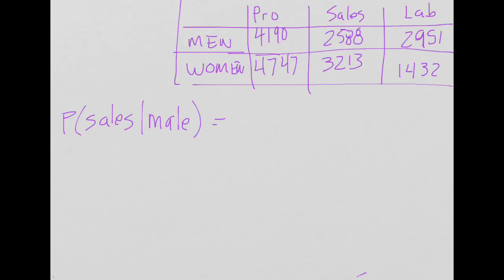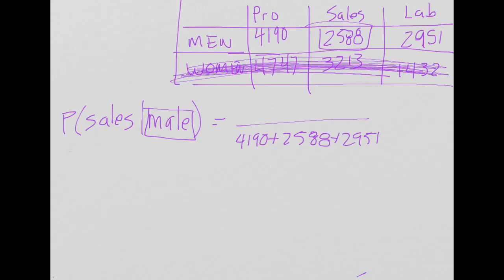All right, almost done at this one now. 6E. What's the probability of getting a person in sales, given that we are only looking at the dudes. So again, men, that's going to be our denominator. So we're going to get 4,190 plus 2,588 plus 2,951. And we want to take the number of men in sales, because again, we don't care about the women this time, a little gender equality there since we didn't care about the men before. But the number of men in sales is 2,588. So divide the number of men in sales by the total number of men in general, and you should get 26.6%.